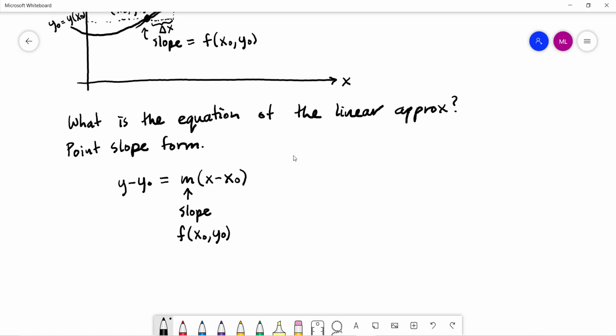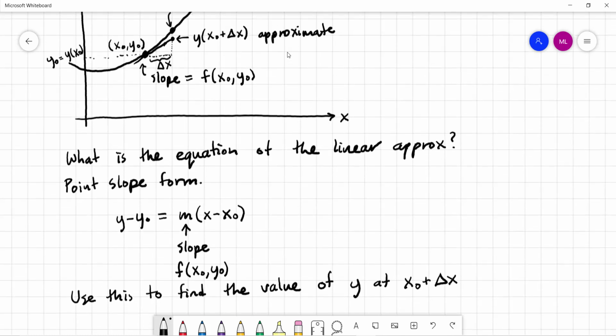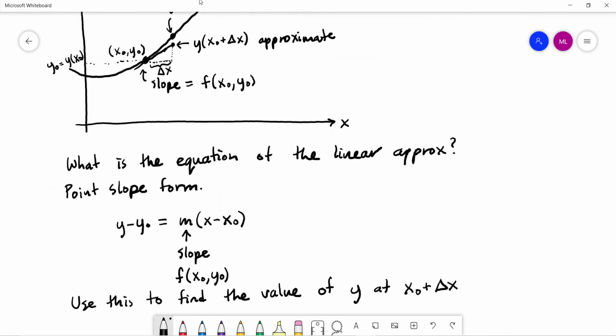So let's say I want to know what is the value of y. So use this to find the value of y at the position x naught plus delta x, because that is this x coordinate right here. Let me do little dotted lines down. Here's the original point x naught, and here's the x coordinate of the next point that we care about. It's x naught plus delta x.